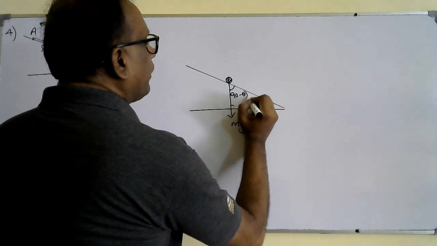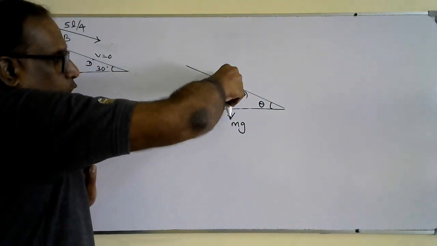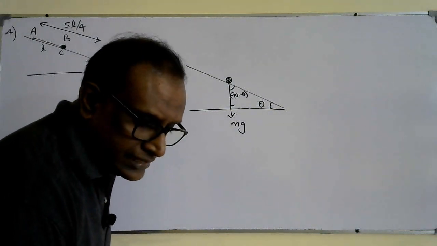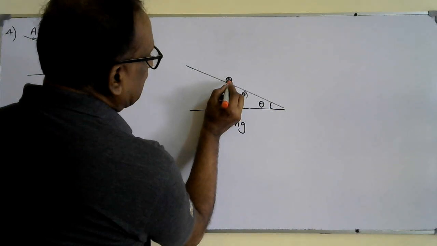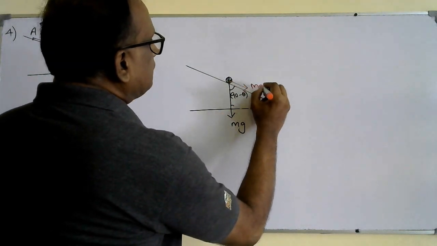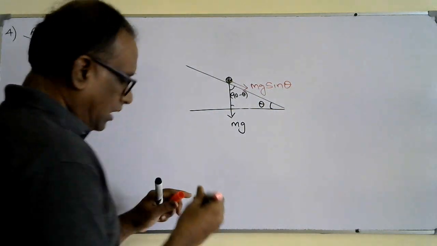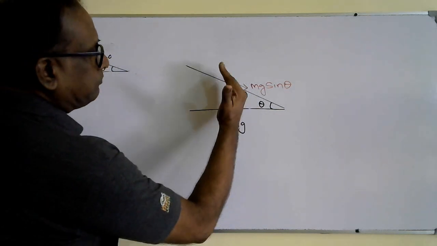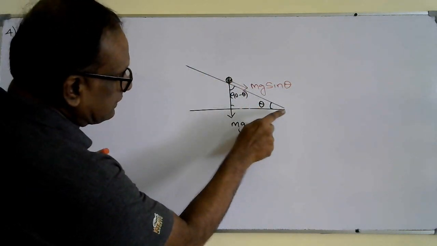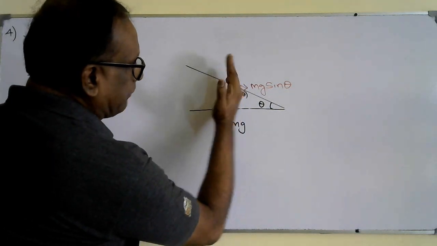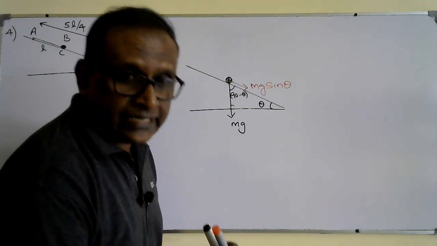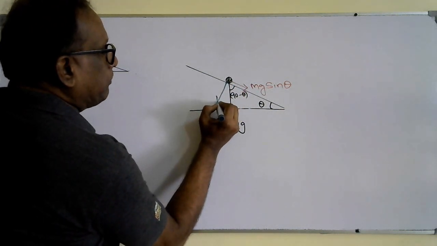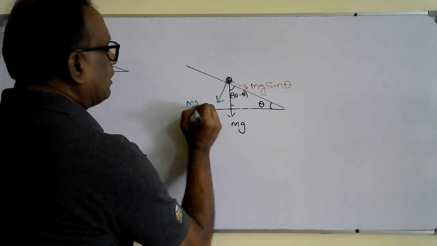So the component of the weight along the slope is mg cos(90 minus theta), which is mg sin theta. So the component of the weight along the plane down is mg sin theta. The component of the weight perpendicular to the plane is mg sin(90 minus theta), and sin(90 minus theta) is cos theta. So the component of the weight perpendicular to the slope is mg cos theta.